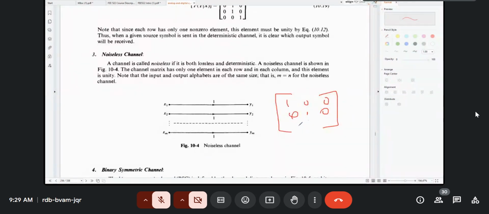To actually be the identity matrix. In this case, this is a noiseless channel. So we normally say a noiseless channel is both lossless and deterministic, and m is equal to n. Because once a channel is noiseless, because noise is our only source of loss of information, it becomes lossless and it also becomes deterministic.